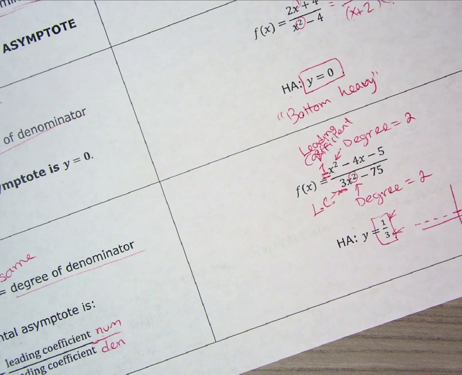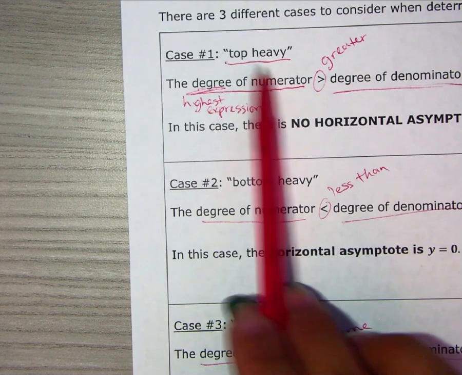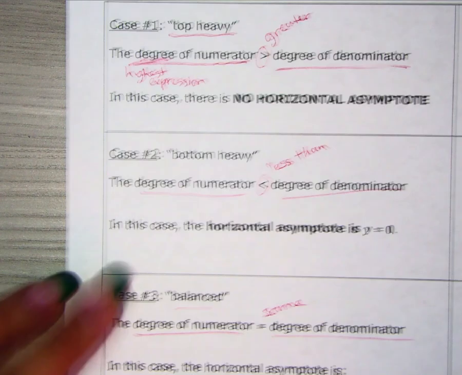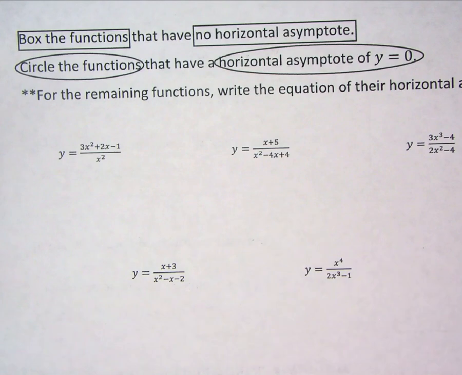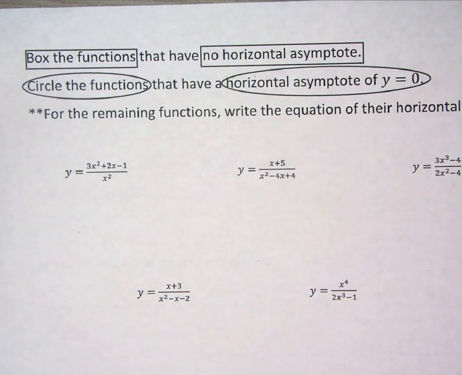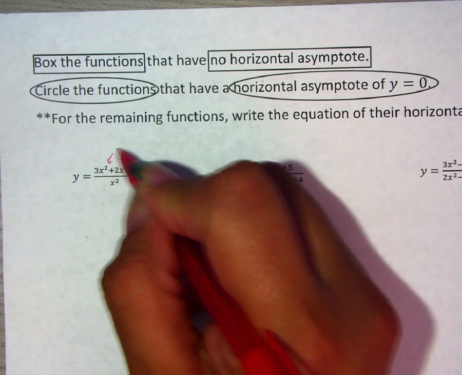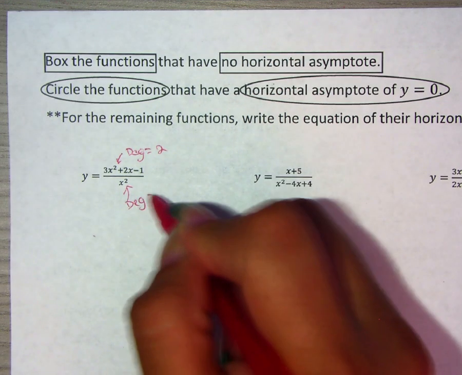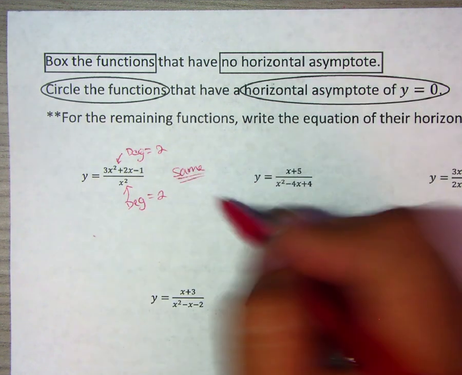You are identifying horizontal asymptotes, and it's all based on the 3 cases, whether you have top heavy, bottom heavy, or a balanced scenario with the degrees. In the back of the notes, there were some examples for you to practice, and I'll just go over the first 3 so you can see how to identify these. So you look at the degree again, and the degree for the top here is 2. The degree for the denominator here is 2. So because they're both the same number, we're going to say it's balanced.